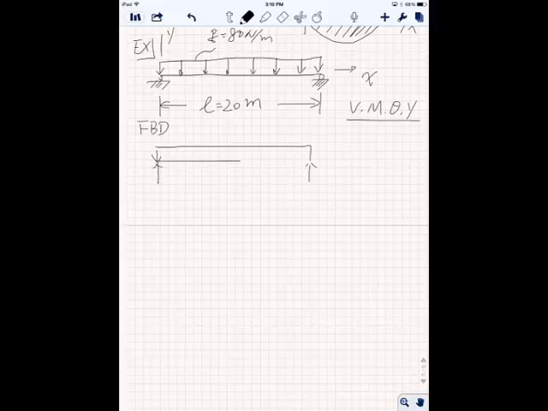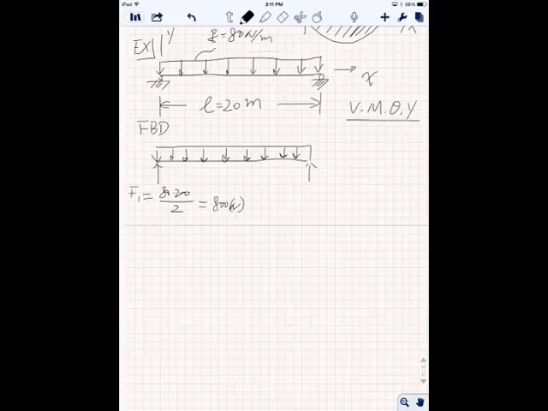Of course, when you have a simple support beam, everything is easy. You just have a force on the left and right. Let's say this is F1. That is just equal to half of the total loading, right? The effective loading of the beam is 80 times 20 divided by 2, which is equal to 800 newtons.